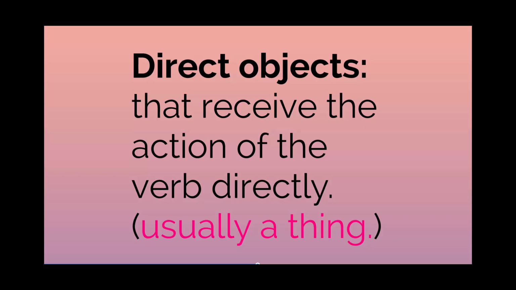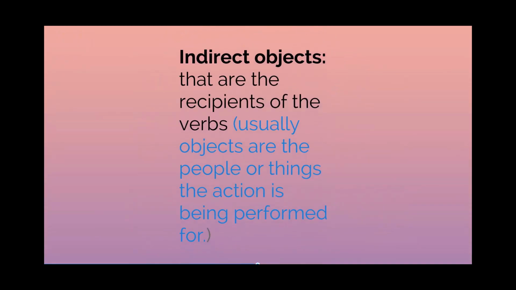It's usually a thing. The indirect objects are the objects that are usually the recipients of the direct objects of the ditransitive verbs. These objects are the people or things the action is being performed for.